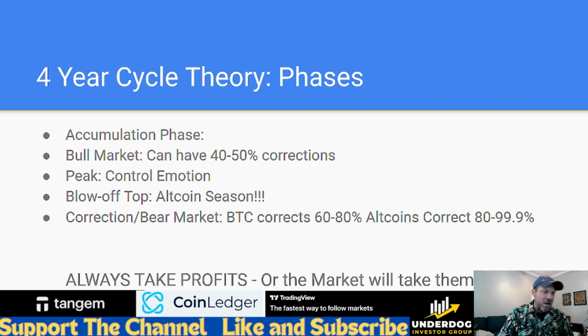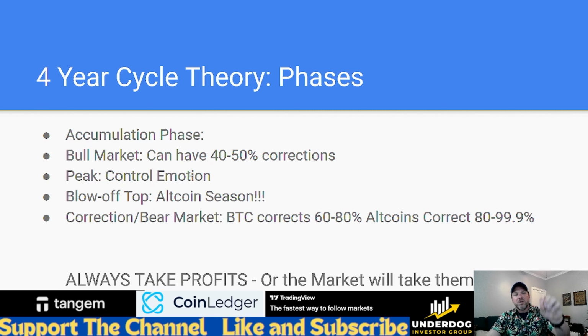So you've got to think about what are the best times that you should be dollar cost averaging into the market, and what are the best times to dollar cost average out of the market. The third phase happens after the bull market.